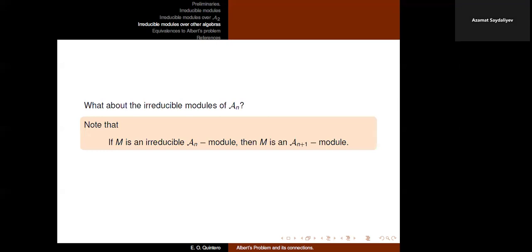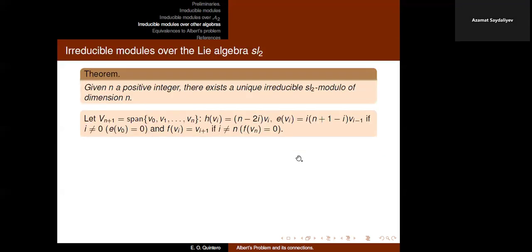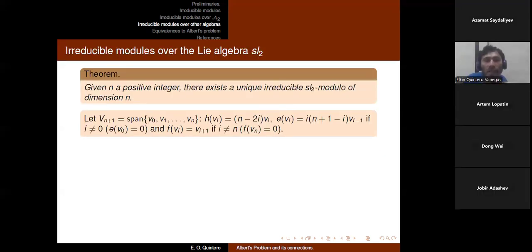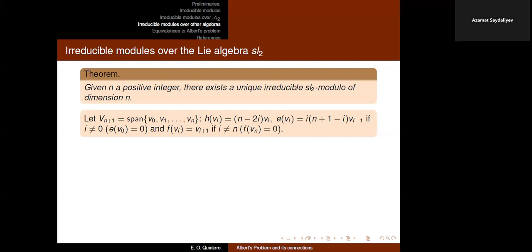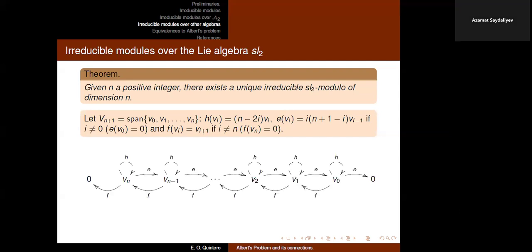The one thing that we have is that if M is an irreducible A_n module, then M is an n+1 irreducible module. And we will use the irreducible modules of the Lie algebra SL2 to construct some irreducible modules for the zero algebra of dimension 4. So we know that every irreducible SL2 module of dimension 2 has this picture.